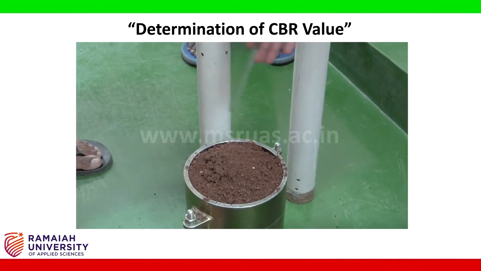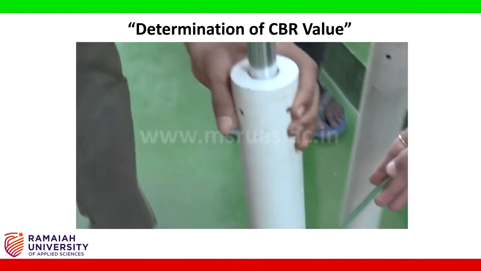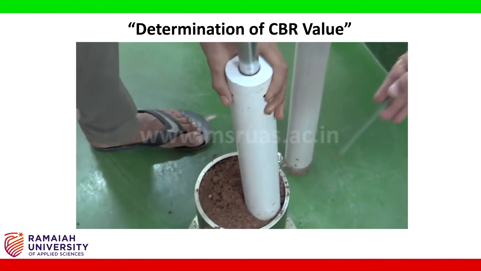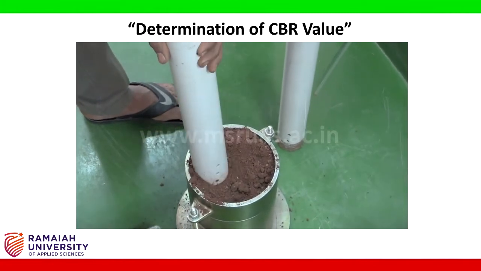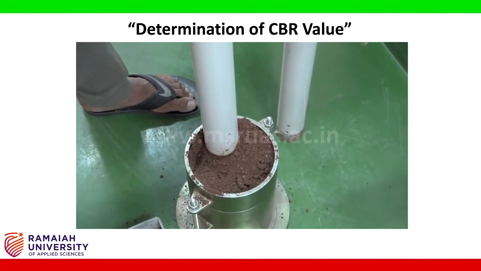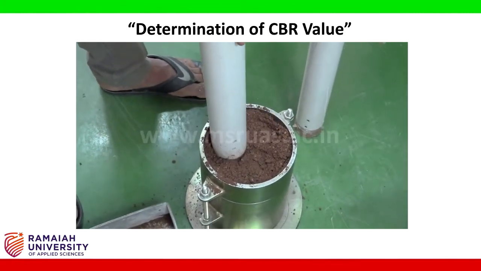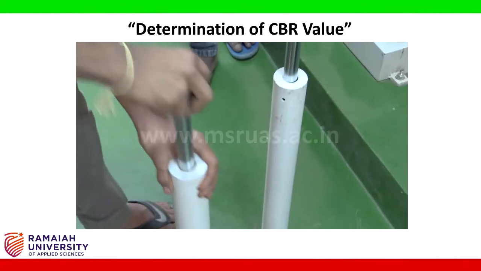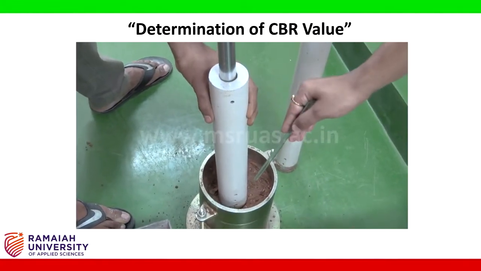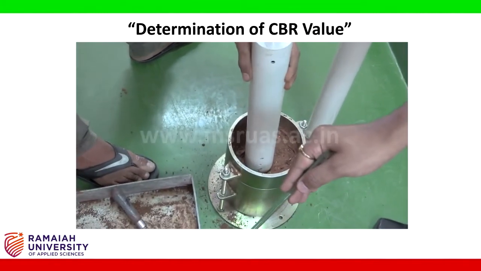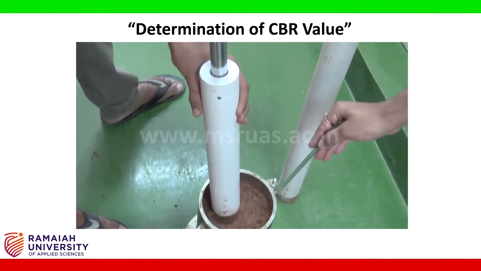After placing the second layer of material, we need to start the compaction process just like the way we did for the first layer. Start the compaction, distributing the compaction effort throughout the surface area of the specimen, and continue it till you reach 55 number of blows. Now we are done with the compaction of the second layer and we shall start the compaction of the third layer just like the way we did for the first and the second.